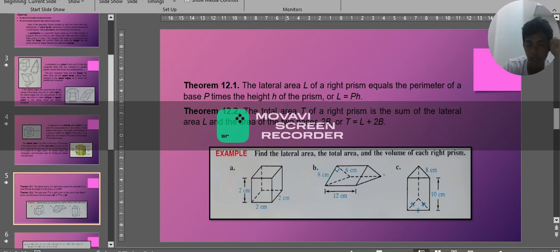Next is the total area. The total area T of a right prism is the sum of the lateral area L and the area of the two bases, 2B, or T is equal to L plus 2B.